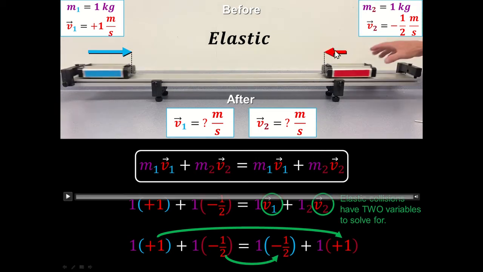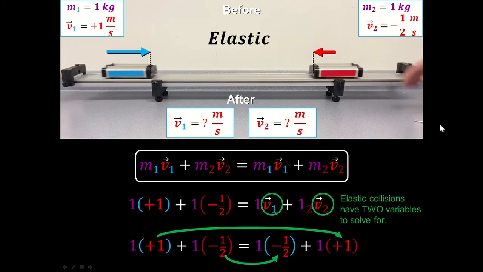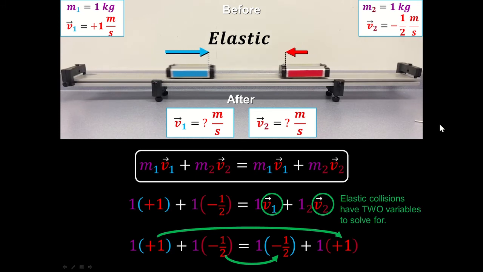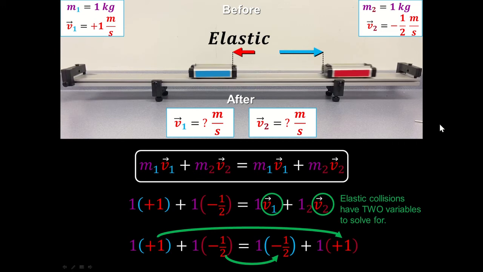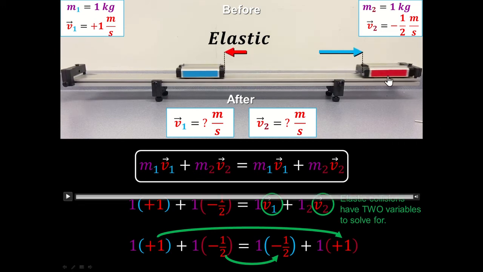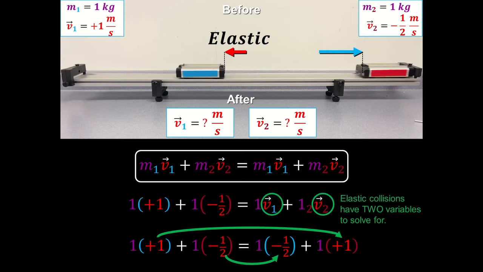To help us see this, I'm going to show a vector representing the velocity of the red cart and the velocity of the blue cart. See how it's about twice the velocity of this. Watch what happens. Really, just the red cart got the blue velocity and the blue cart got the red velocity. So when they have the same mass in an inelastic collision, it's as simple as swapping the velocities.